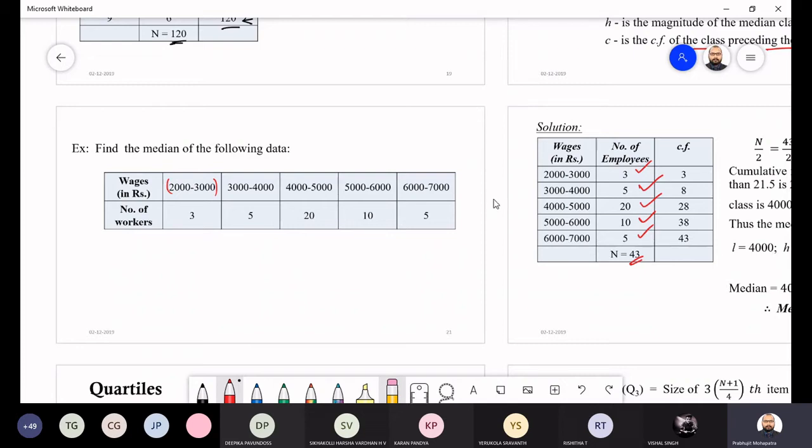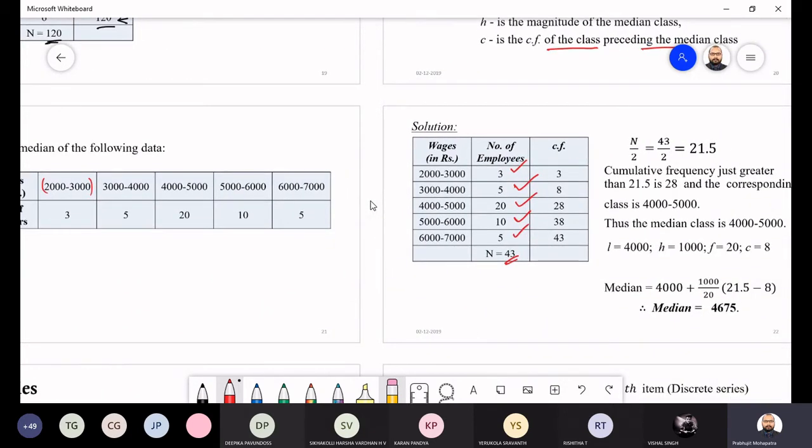Correct or not? Now directly you can calculate the middle position. So the middle position is going to be 43 by 2, that is 21.5. So where is 21.5 lying? That you need to see. So what you have to do? First you have to calculate the cumulative frequency, like we have done in the previous case for the discrete case. Same thing. So 3. Up to that, how many observations? 3 observations. Then 3 plus 5, up to this, 8 observations. Then 8 plus 20, 28 observations.